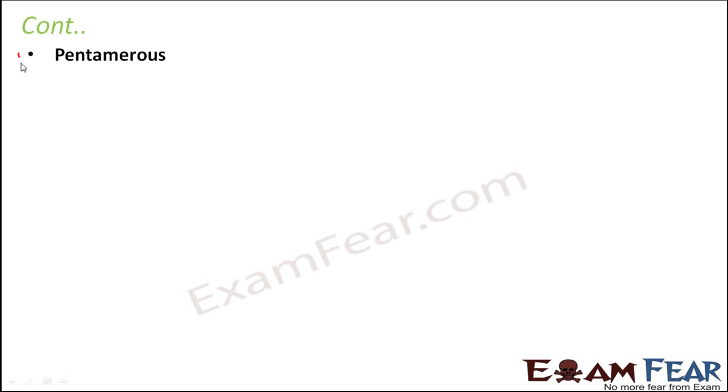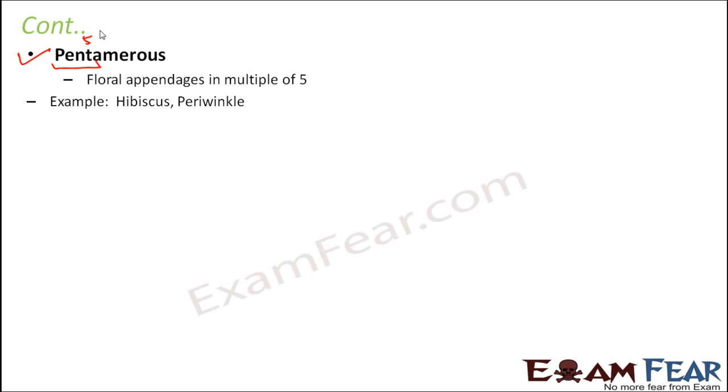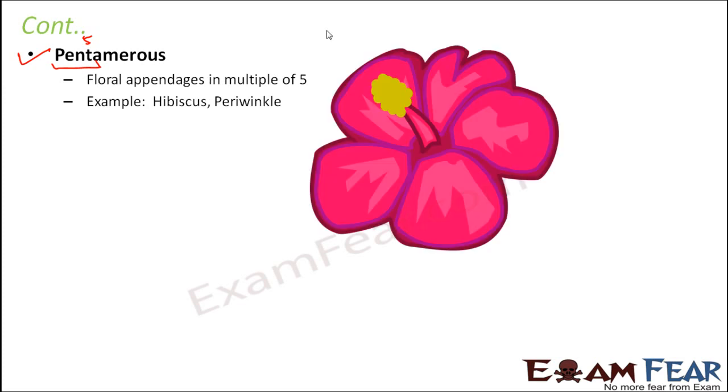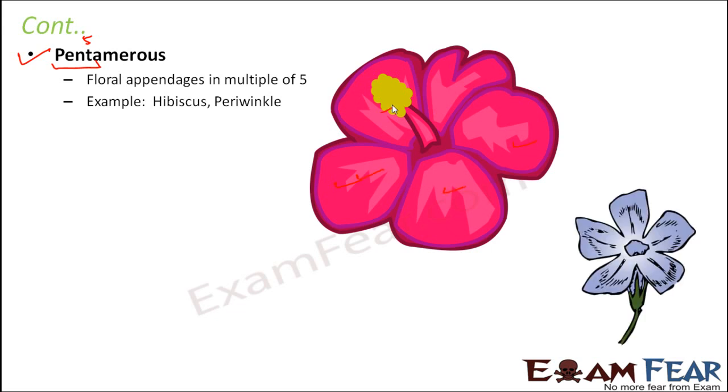Third one is pentamerous. Penta again means 5. So floral appendages in multiples of 5. Example would be hibiscus, periwinkle. So this is how hibiscus looks like. 1, 2, 3, 4, 5. So you have 5 petals. Similarly, in periwinkle again you have 5 petals. 1, 2, 3, 4 and 5. So it does not need to be necessarily 5. It could be multiples of 5 as well, like 10, 15, 20, 25 or something like that.